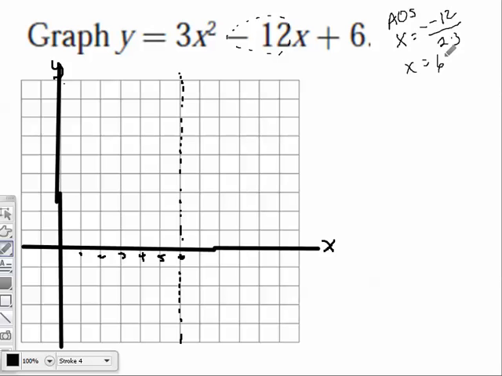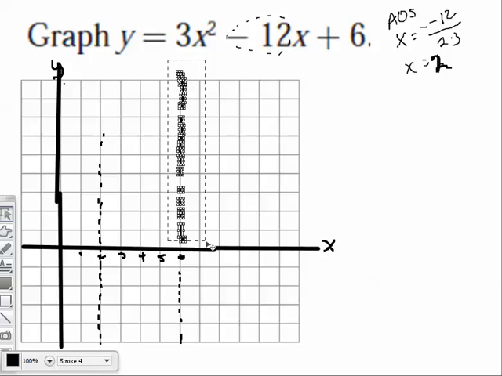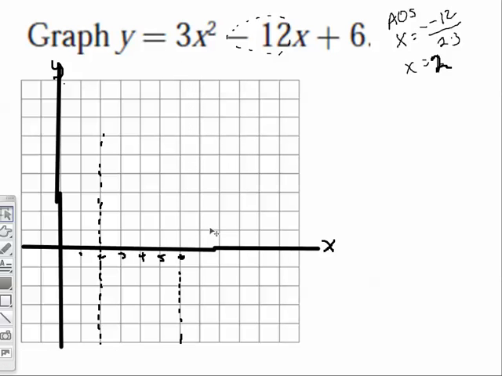No, wait a second here. Negative 12 divided by 6 is 2. Okay? My axis of symmetry is way over here. Boy, was I half asleep on that one. Okay? Thanks for pointing that out. Get rid of that. I don't want that there. That would have confused everyone. Okay, there's my axis of symmetry.